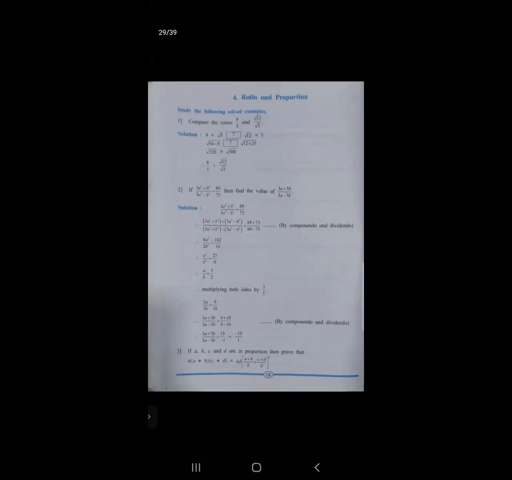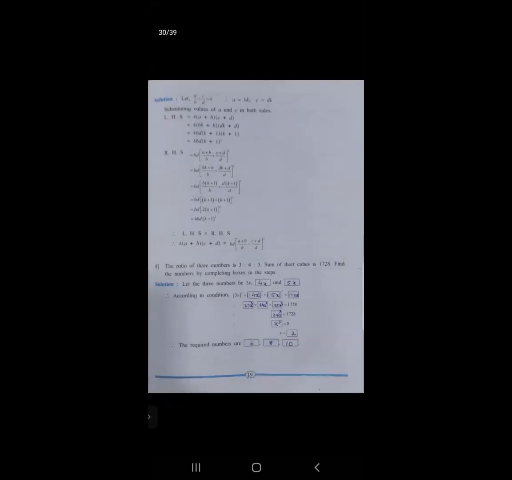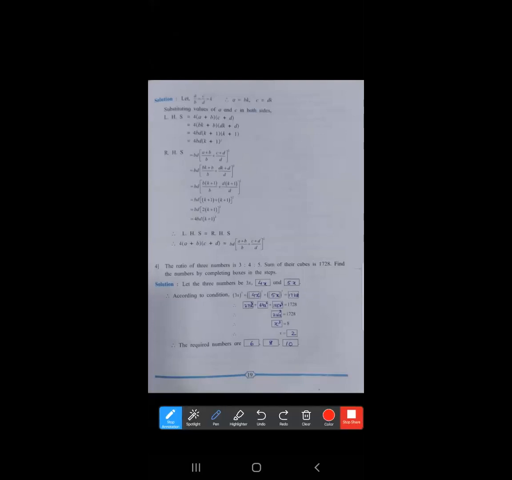Now the next topic, if you see in your textbook after polynomials, is ratio and proportion. Here you can see on page number 19, because on page number 18 the solved examples are already there. They have given that you should study the following solved example.